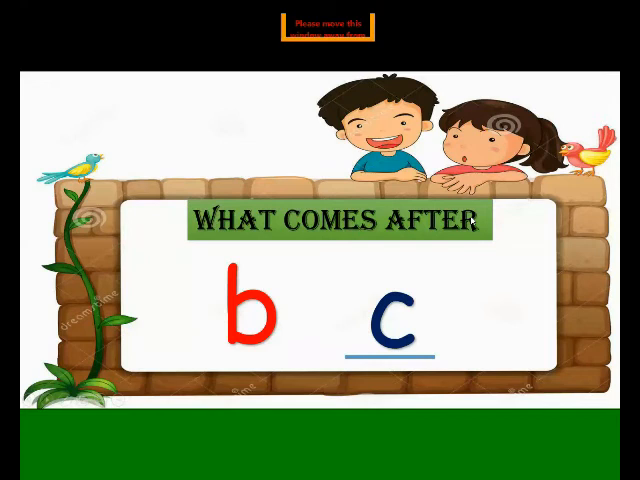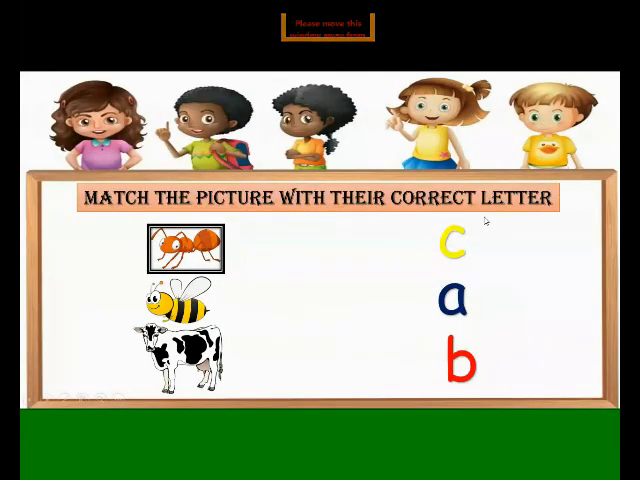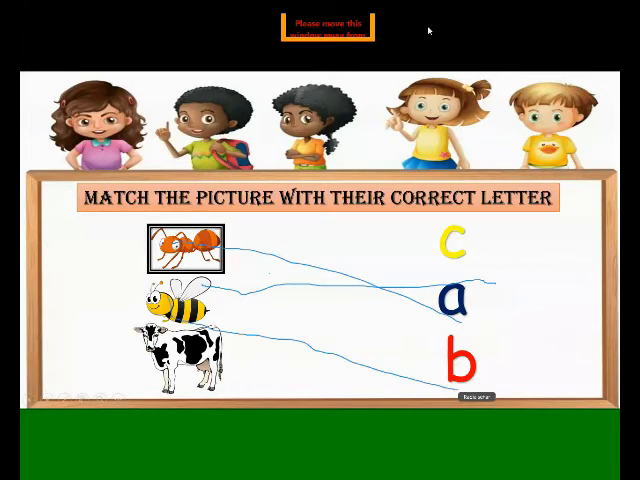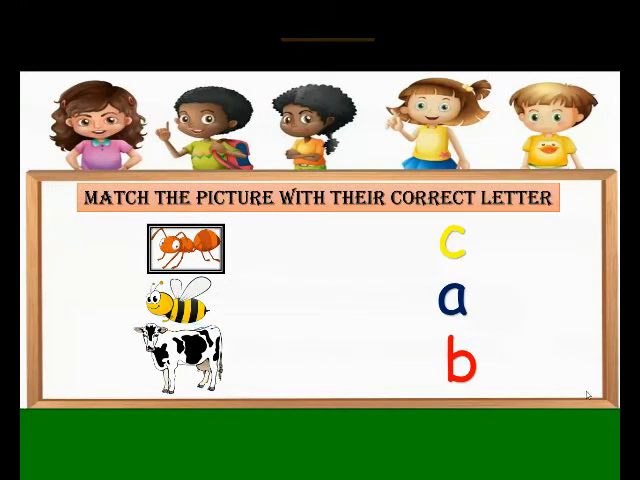Now, the next activity is, the caption is, match the picture with their correct letter. In this activity, first you have to observe the picture. Then you observe their sound. Like the first picture is ant, and the first letter of ant is A. A, ant. The next picture is bee.